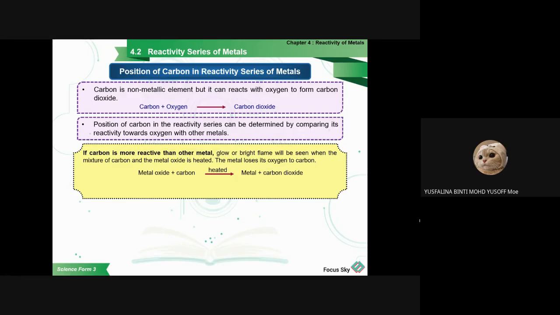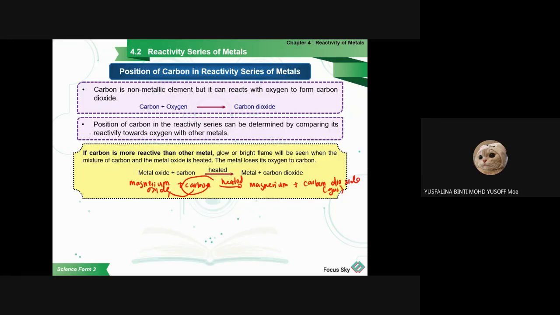So this is the equation. Let's say the magnesium oxide: when it reacts with carbon and is heated, it will form a metal. The metal here is magnesium. And the carbon combines with the oxygen to form carbon dioxide, which is in gas form.